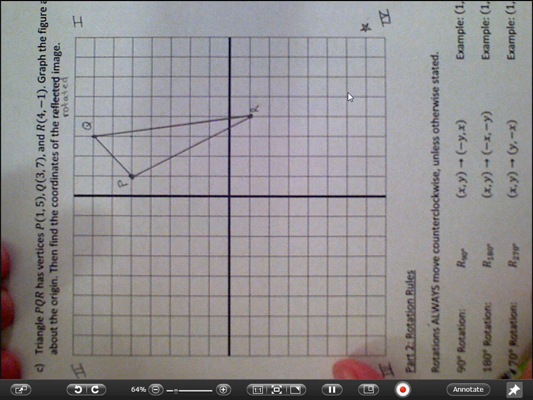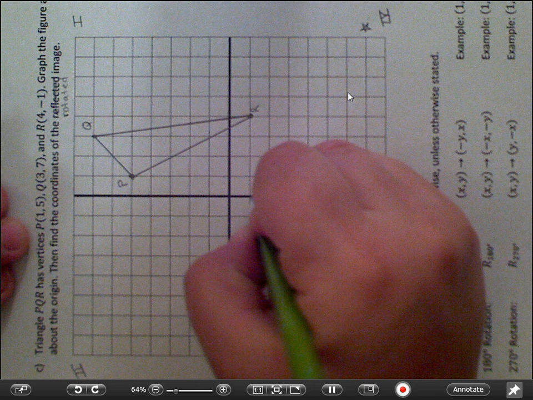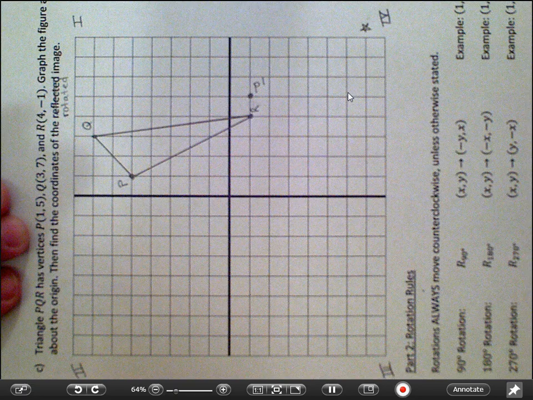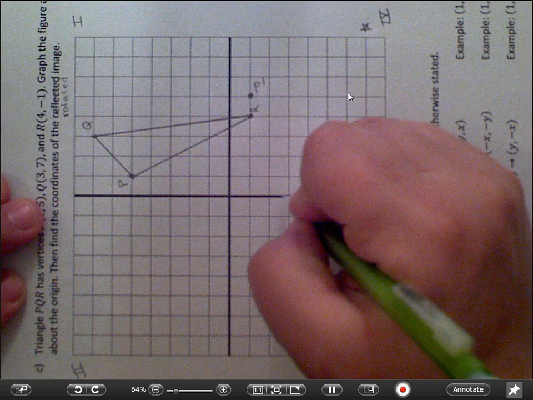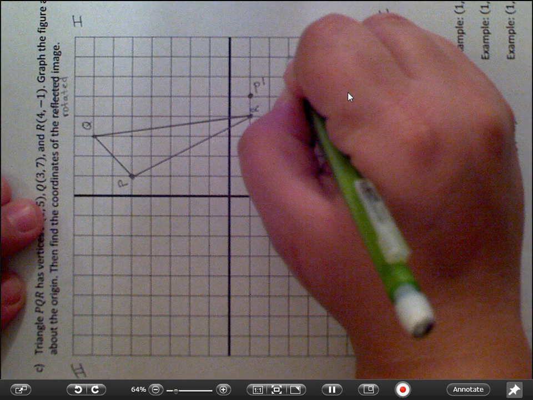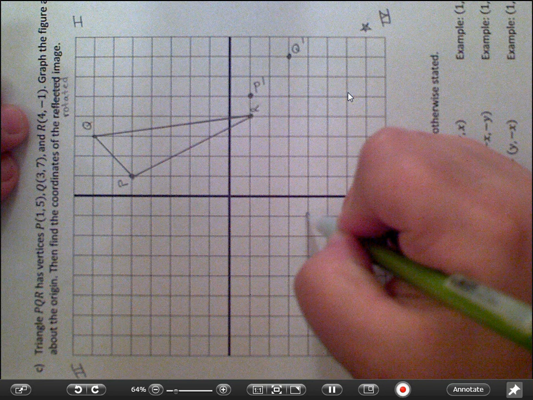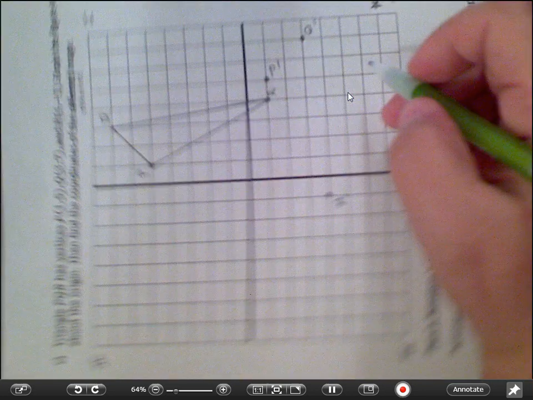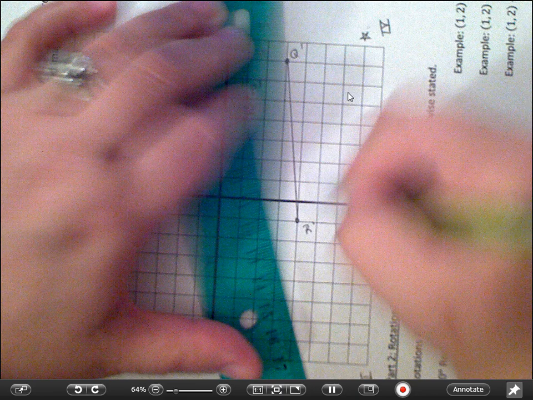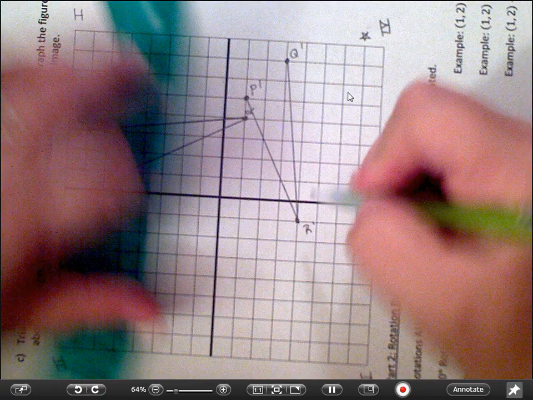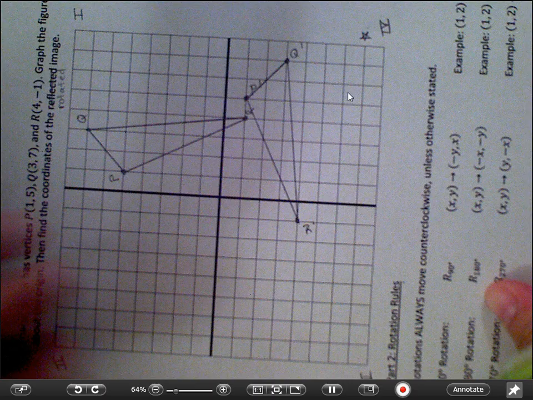And let's replot these points. P is 1, 5. So P prime. Q is 3, 7. So this is Q prime. And R is 4, -1. So this is R prime. And go ahead and create your image by connecting the points. And put your paper right side up.